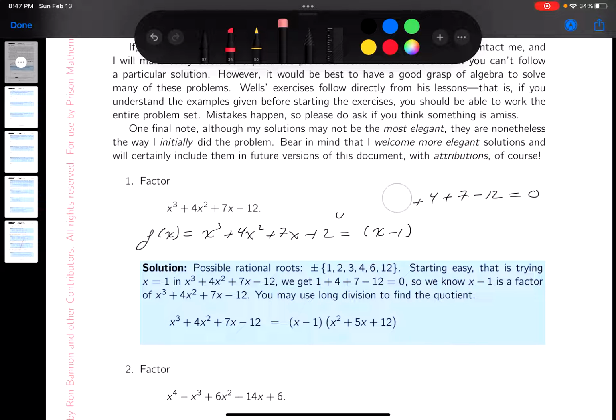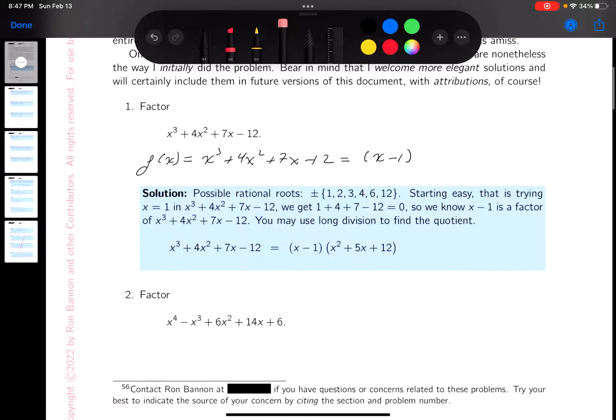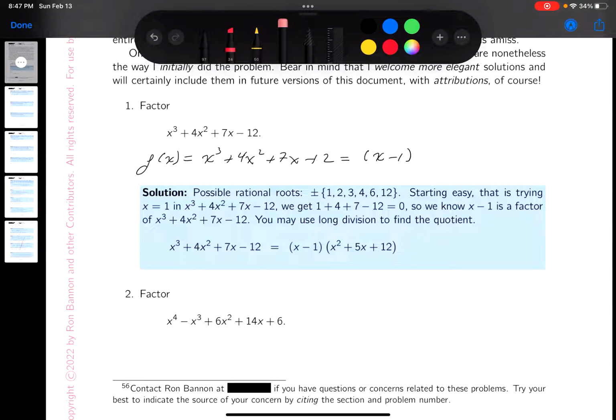What I'm going to do to get the remaining factor in the problem is do a long division. Let me just go through that with you briefly. So I would take x minus 1. It should be very simple to do, by the way. It's guaranteed, from the remainder theorem, that this will have a 0 remainder. So what do you have here? x cubed plus 4x squared plus 7x minus 12, and I'll divide by x minus 1.